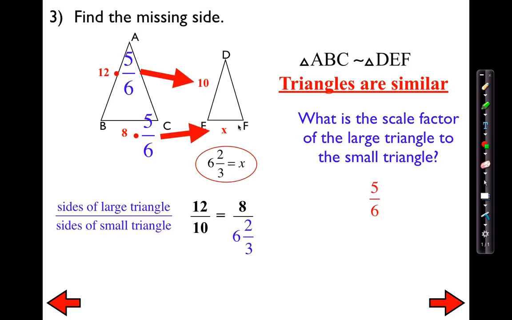Now, if they went the opposite direction, which would mean they were asking the small triangle to the large triangle, your scale factor would be different. It would have been 6/5. So it is important which direction they're asking you to figure out the scale factor for.